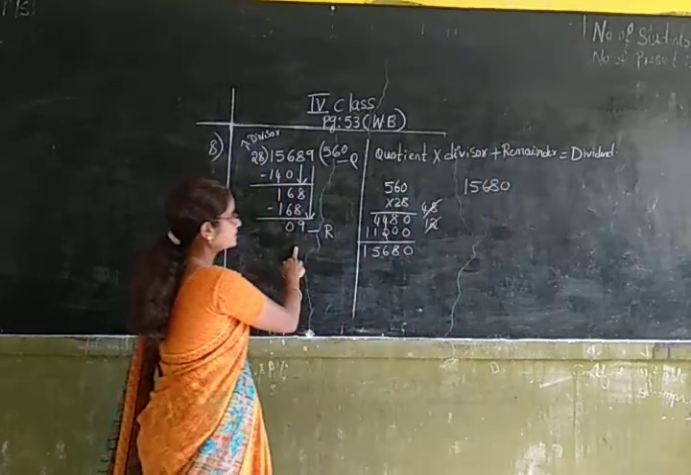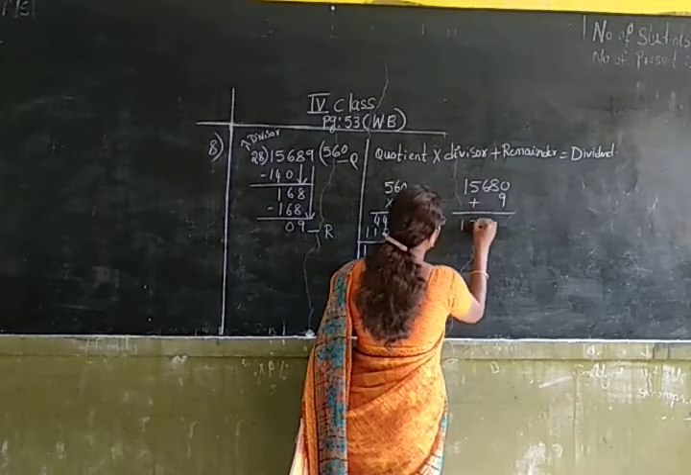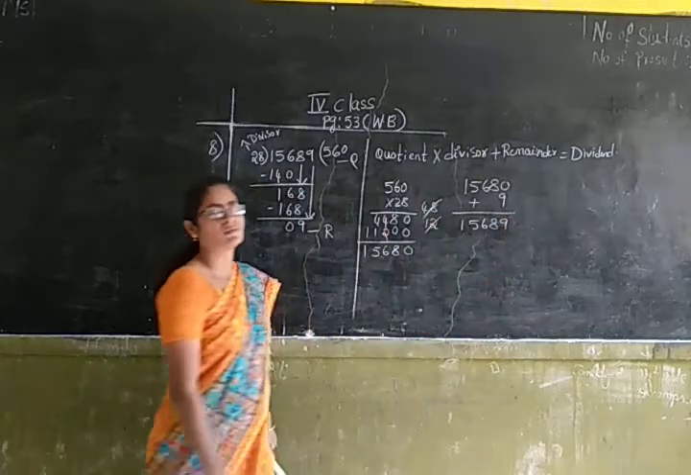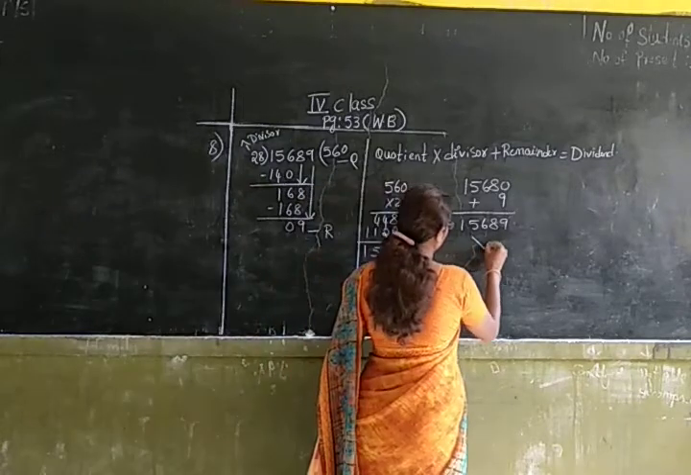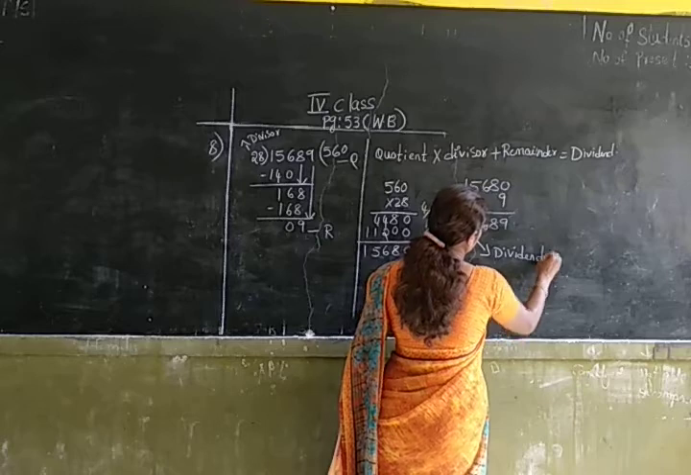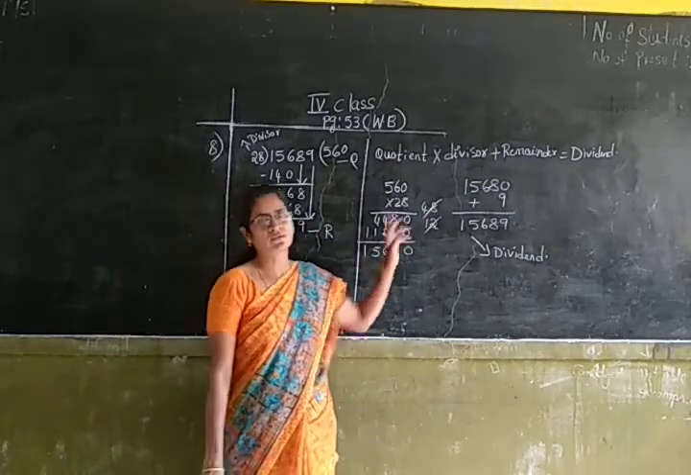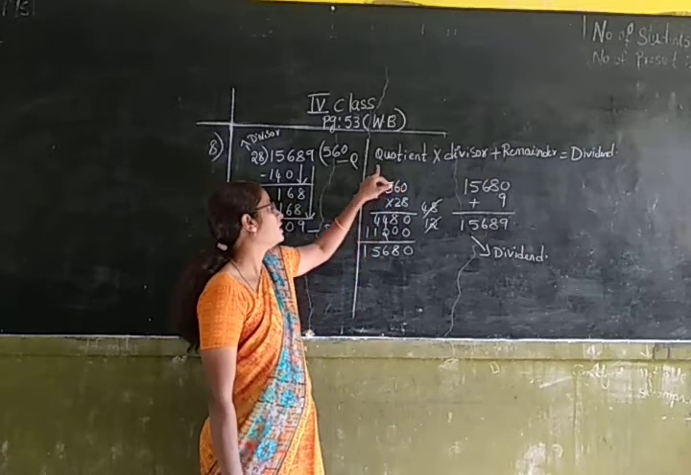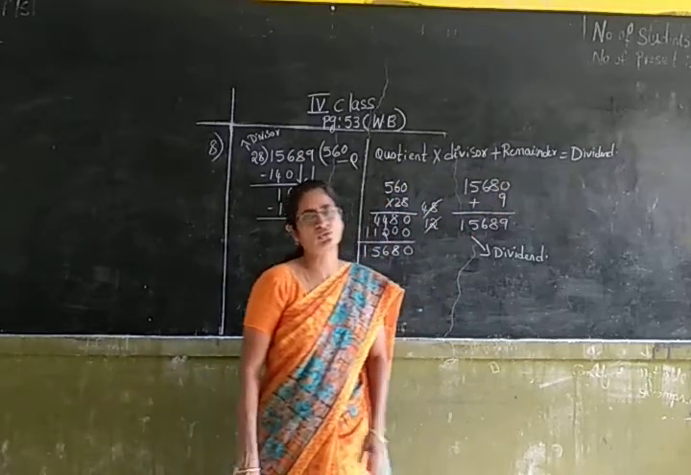To this, we have to add the remainder. Here, the remainder is 9. So, let us add 9 to this number. Then it will become 15,689, which is the dividend. So our answer is correct. So by using this rule, we can check whether our division is correct or not. What is that rule? Quotient into divisor plus remainder is equal to dividend.